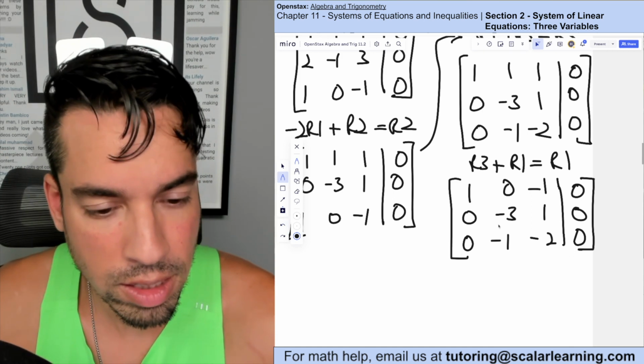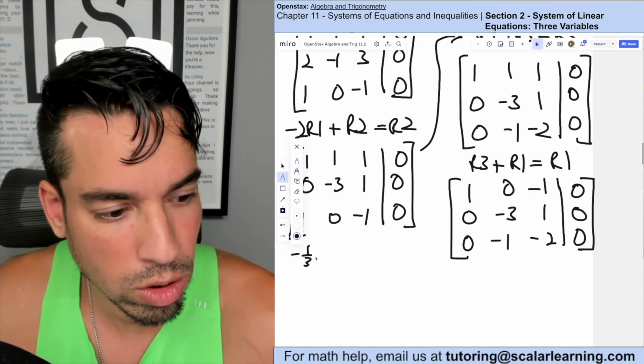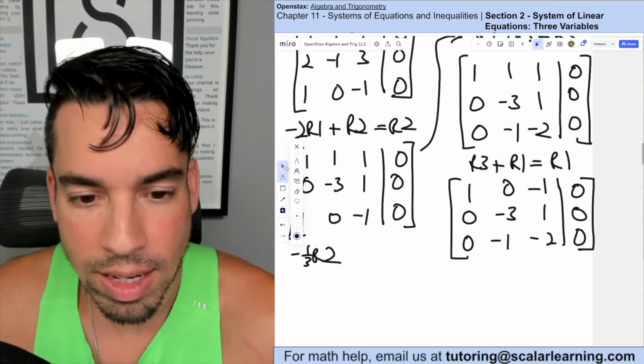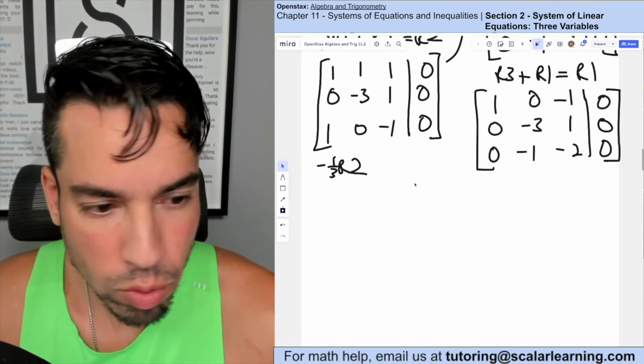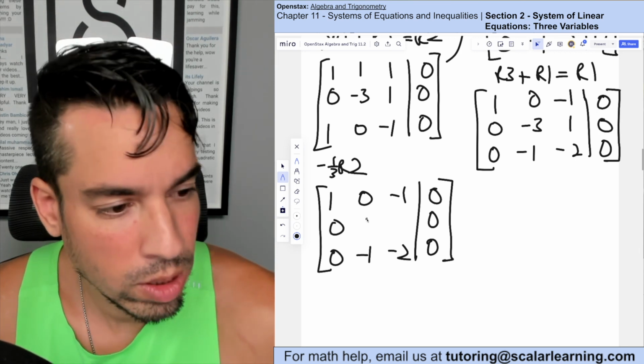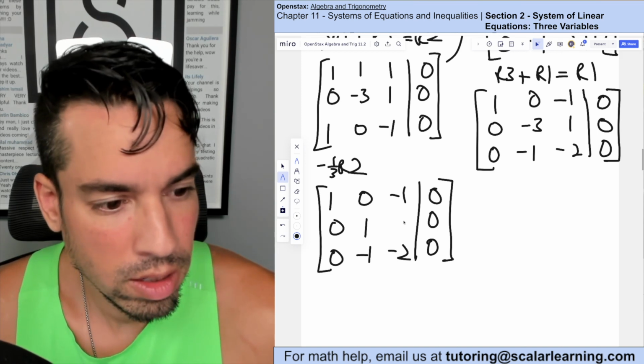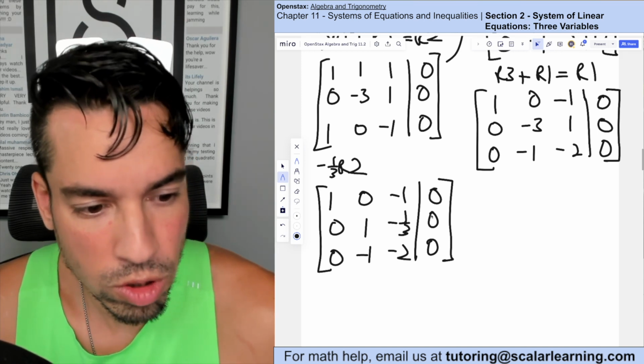Okay. Now I'd love to flip this to a 1. I can do that nice and easy by multiplying the second row by -1/3. So -1/3 times the second row, we'll do that nicely. So here we're gonna make a little bit more room. So -1/3 times 0 is 0. -1/3 times -3 is 1. That's what we want. -1/3 times 1 is -1/3. And of course, times 0 is still 0.